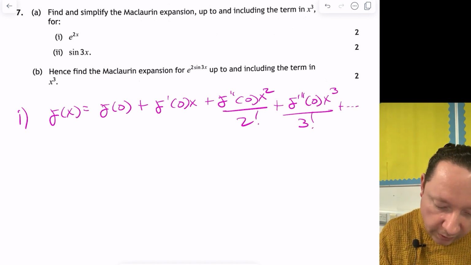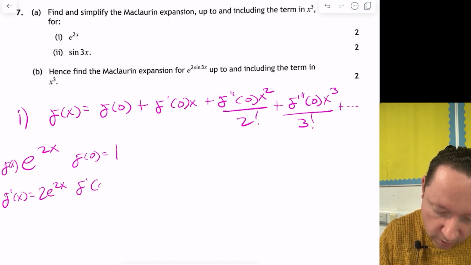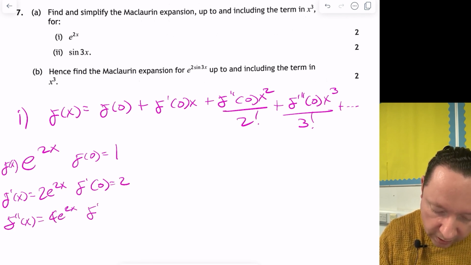So we've got e to the 2x, that's f of x. So f of 0 is equal to just 1. f dash x is 2e to the 2x, so f dash 0 is 2. f double dash then is 4e to the 2x, so f double dash 0 is 4, and so on. You'll get 8 again, but we'll just see.